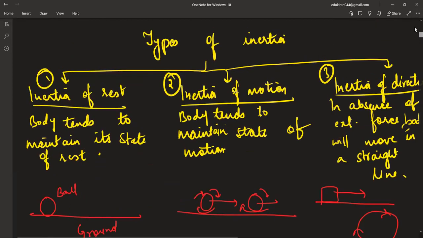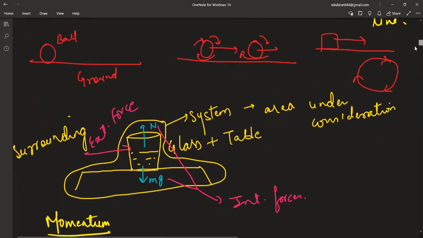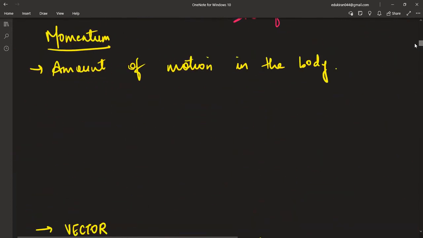So this is clear: inertia and Newton's first law. See, momentum is also a part of the first law only. Now understand momentum clearly, because after momentum only we'll be able to understand the second law, and the second law is also very important. See, the amount of motion in the body is known as momentum. Amount of motion means the tendency to move is gained a lot by the body.